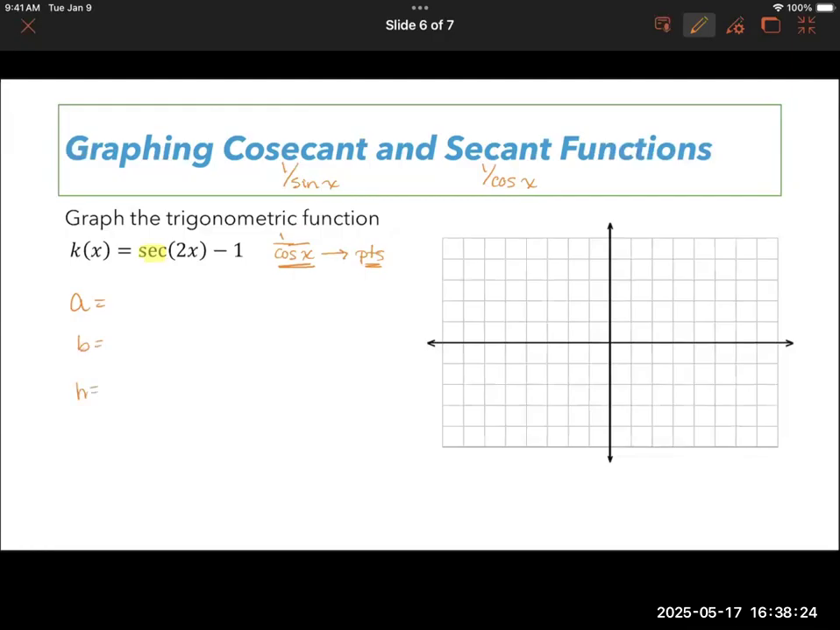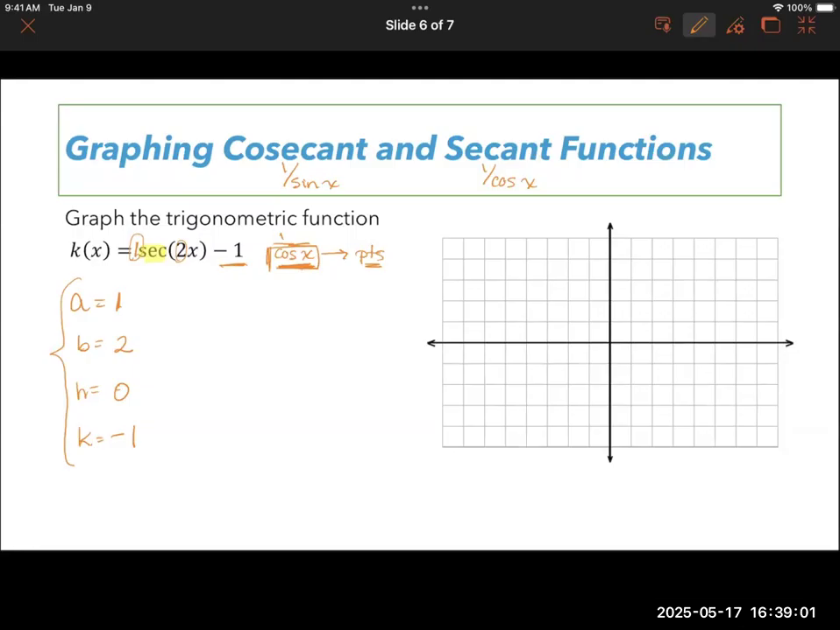h, and k values. So in this case, we don't really see any number out here, so we assume that a is 1. We see the coefficient on the x here is 2, so that's our b. We're not adding or subtracting anything to x, so h is going to be 0, and our k is going to be negative 1. So now we're going to graph using those values as if this is just the cosine of x function.